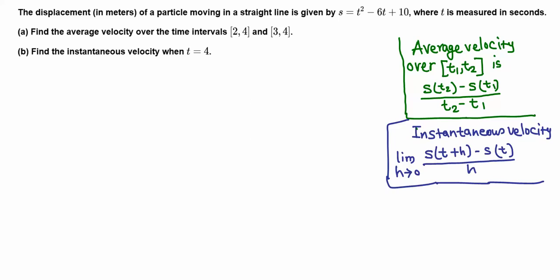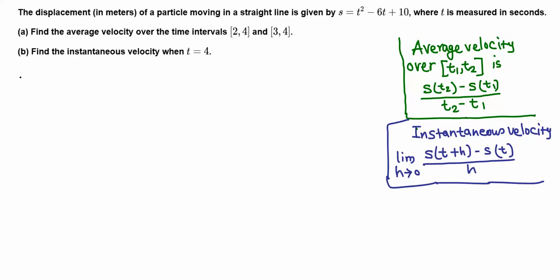Let's recall the formulas. We know the average velocity over some time interval t1 to t2 is given by just the change in the displacements. Evaluate the displacement at t2 minus t1 and divide by the change in times t2 minus t1. That's the average velocity. And the instantaneous velocity is basically the slope of tangent line or the derivative. So this is the derivative formula. Okay, s(t) is the displacement minus s(t plus h), everything divided by h, and take the limit.